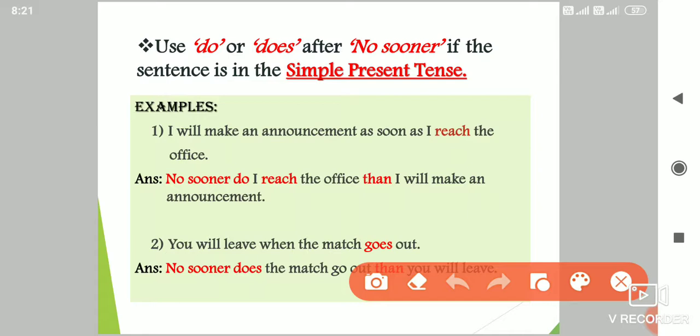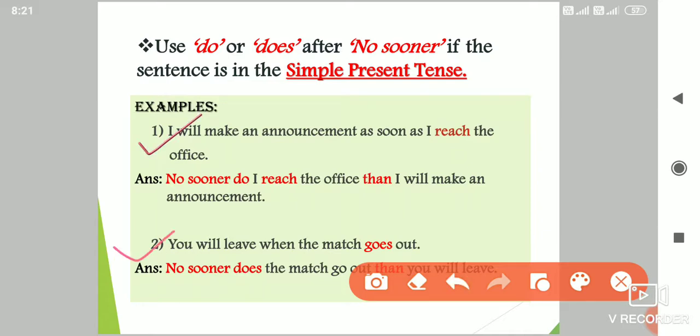See here in the answer, no sooner do. I took do here, because there is no helping verb in the sentence, we have to borrow it. It is reach, so for that verb I took do here. If it would be reaches, then we have to take does. Exactly. Now see, no sooner do I reach the office than I will make an announcement. In this way we can convert that sentence.